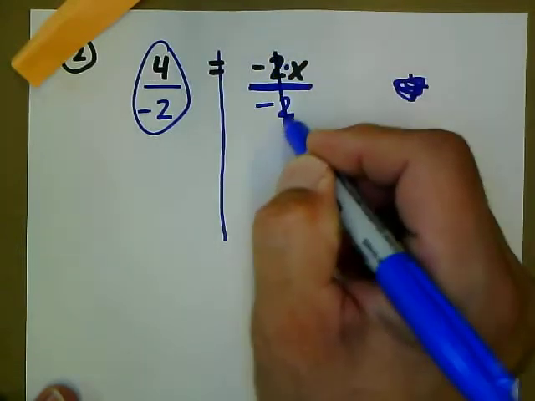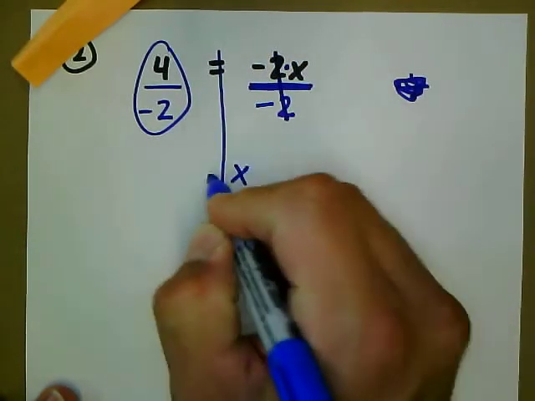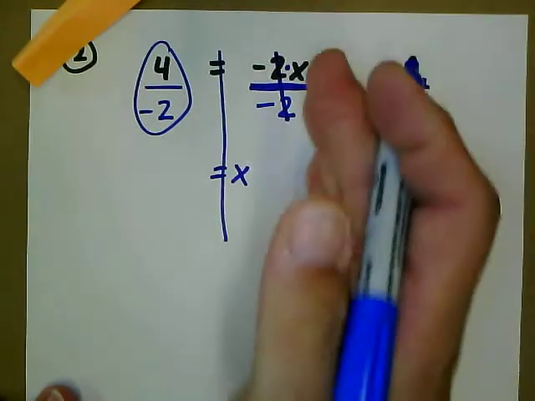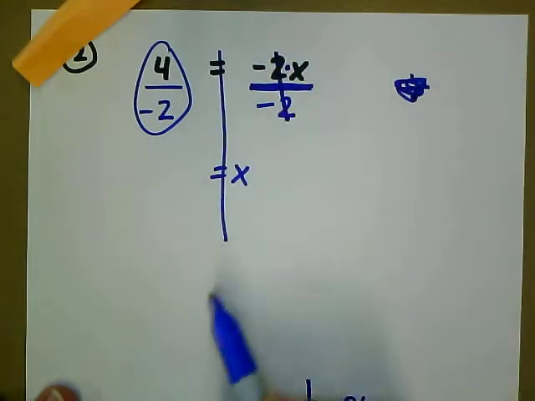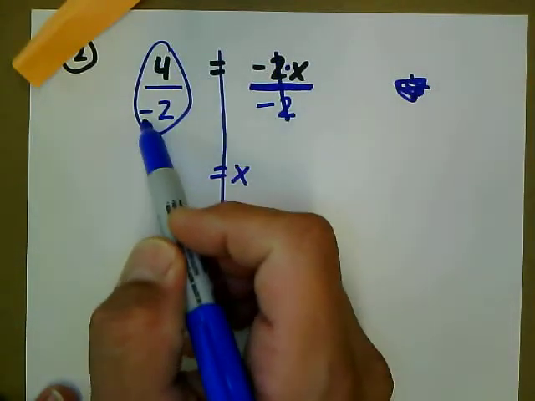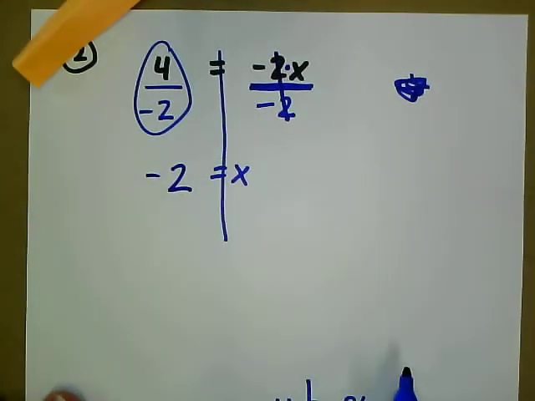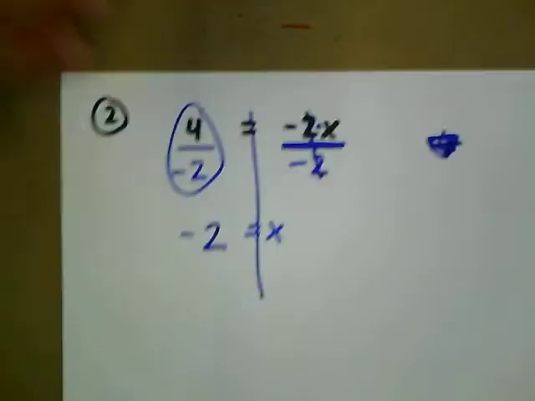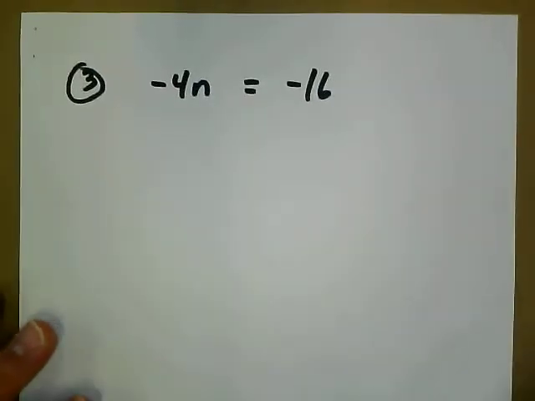So our -2 divided by -2 is 1. 1 times x is just x. They, for lack of a better term, disappear, they cancel. And then 4 divided by -2 is -2, and that's our answer. Make sure you're getting those down because you need to have them on your paper when you turn it in to me online.